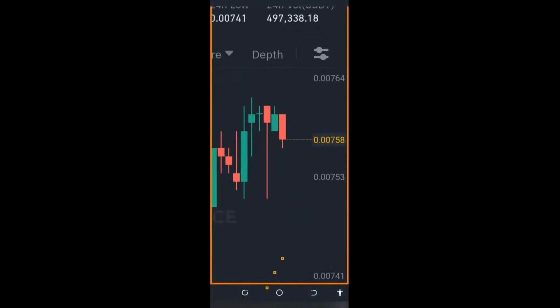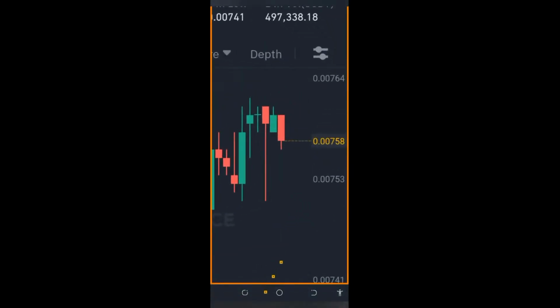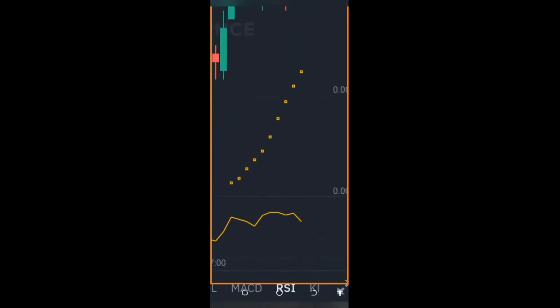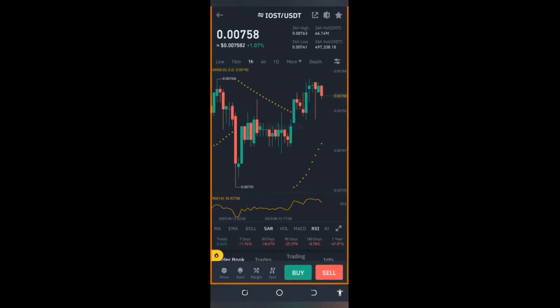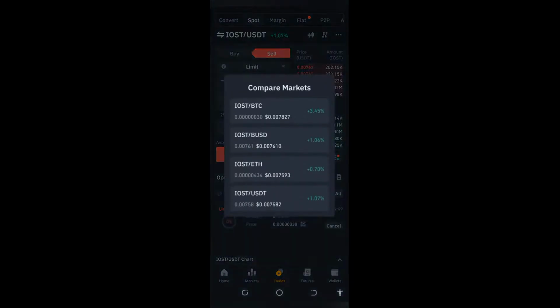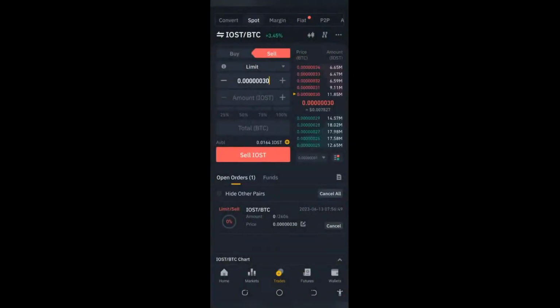Can you see this? It's currently a red candle, but look at the parabolic SAR. The parabolic SAR is heading upwards, so there's a tendency that this can push up. So I'm going to keep my eyes on this. The other thing I'm going to keep my eye on, of course, is IOST BTC, because I don't have a choice really at this point.